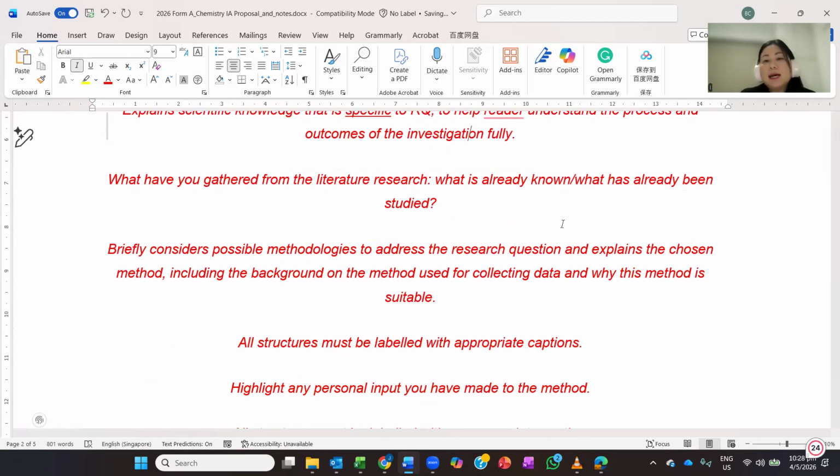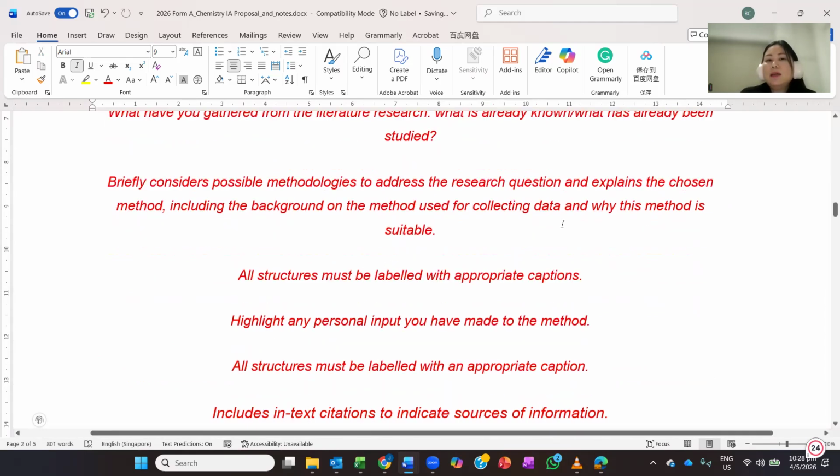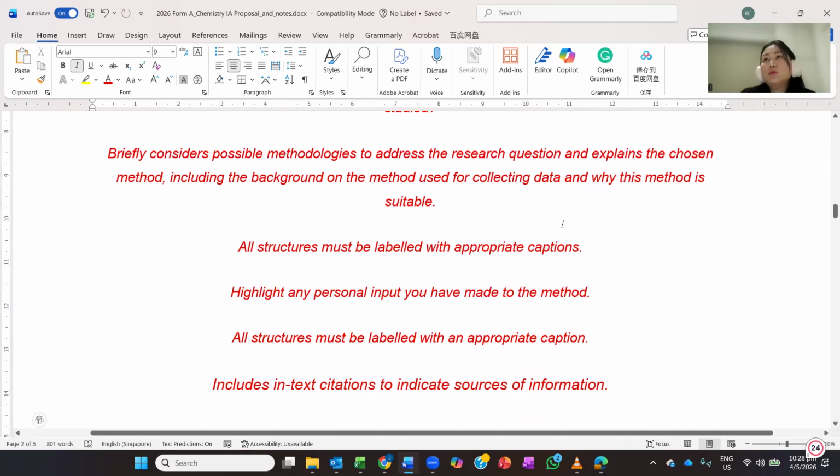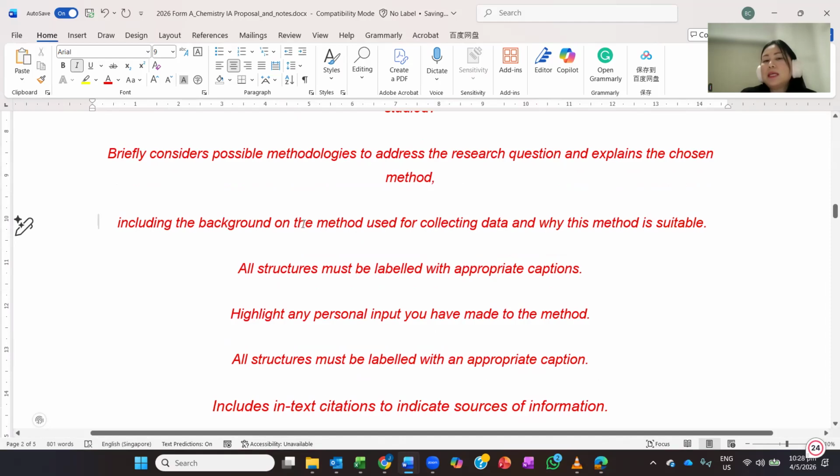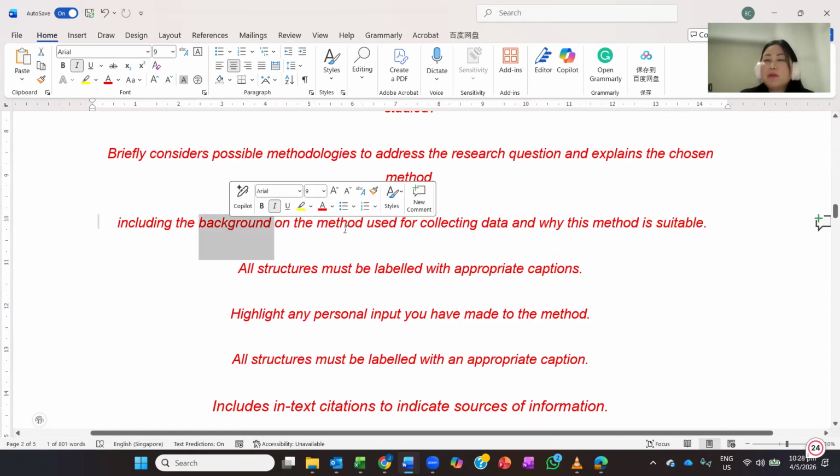What has been known? What has been done? Just a bit of it. As you consider your method, you want to do titration, you want to do spectroscopy, you consider what are some of the methods that you can explore to address that research question, and then explain why you choose that certain method. Provide some background of the method used. If it's an acid-base titration, then provide some background of acid-base titration. If the method used is spectroscopy, provide a bit of background of spectroscopy. If it is EDTA titration, provide a little bit of background of EDTA titration.